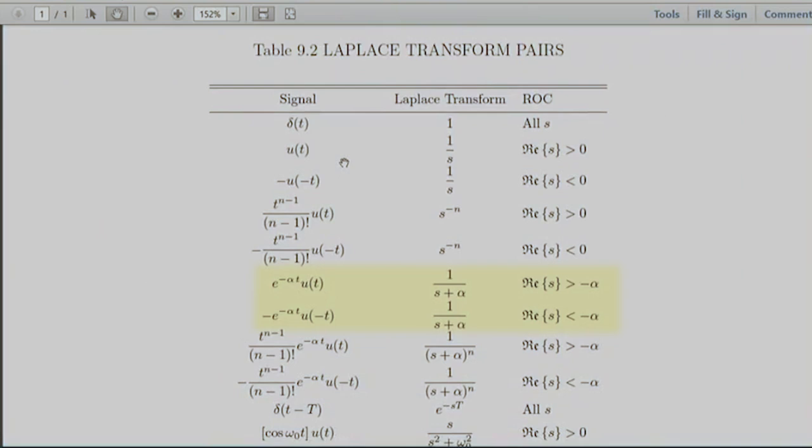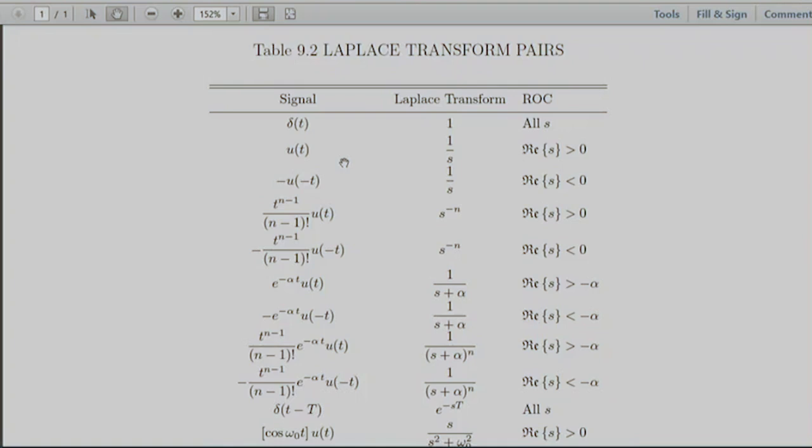This one we're already familiar with: 1 over s plus a. We know that gave us a right-sided exponential and a left-sided exponential, with the corresponding right half plane and left half plane. But then you have these others that include the higher powers. They look again like these exponentials, but you've got these factors that are powers of t in front. And so we can just use that to tell us how to invert each of these terms.